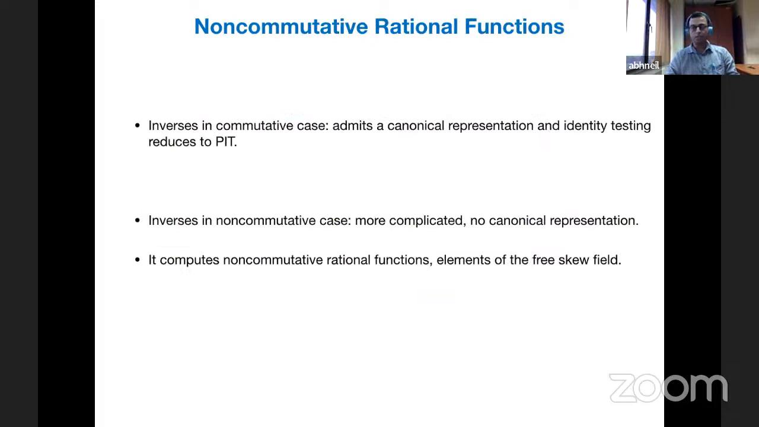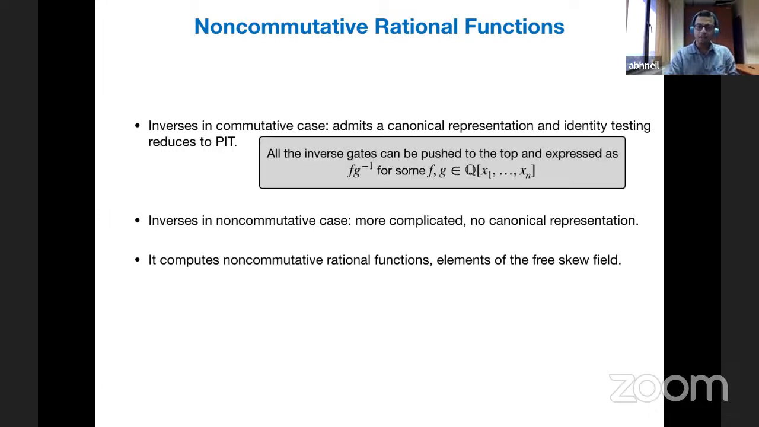So now let us introduce inverse gates in your polynomial. In the commutative case, if you allow inverses, then it computes a commutative rational function and it admits a canonical representation. Indeed, you can show that given any circuit, formula or ABP, with only polynomial blow-up, you can push all the inverse gates to the top, and you can just think of it that way.